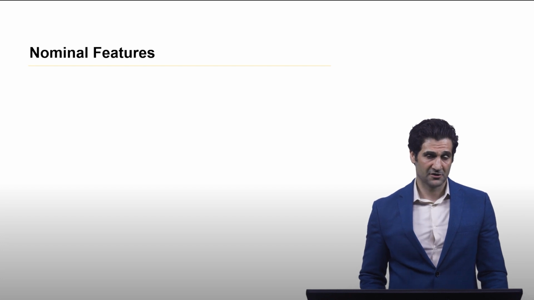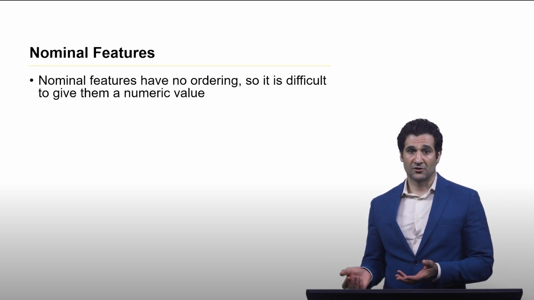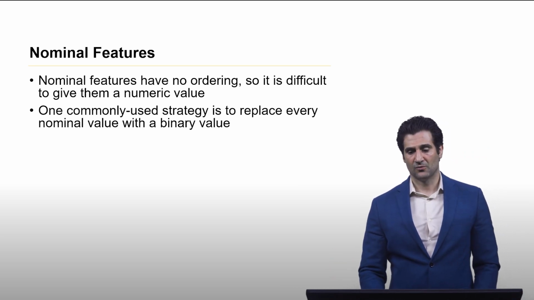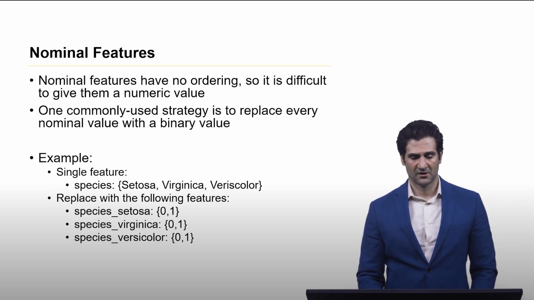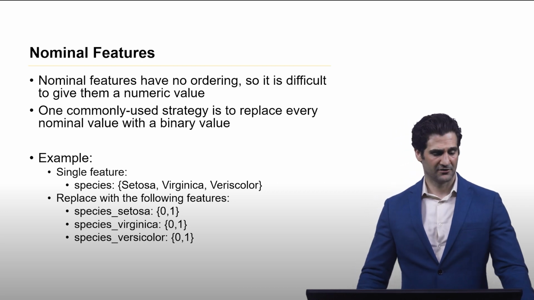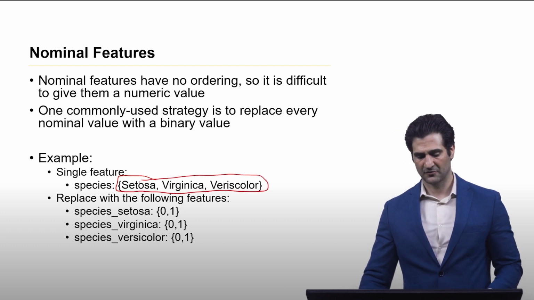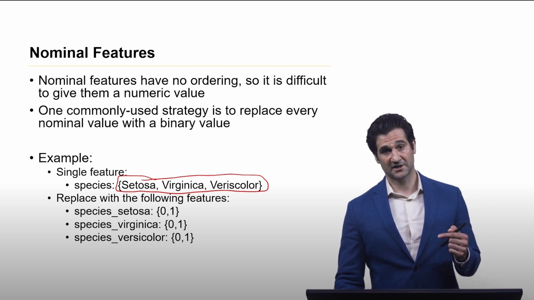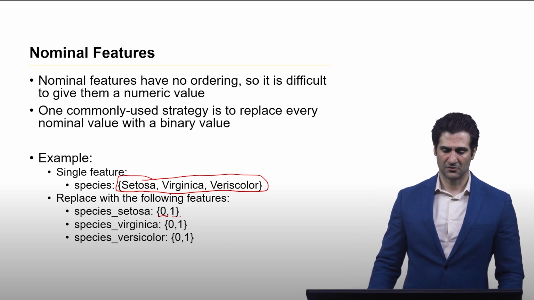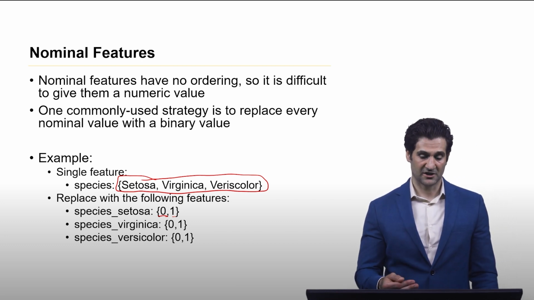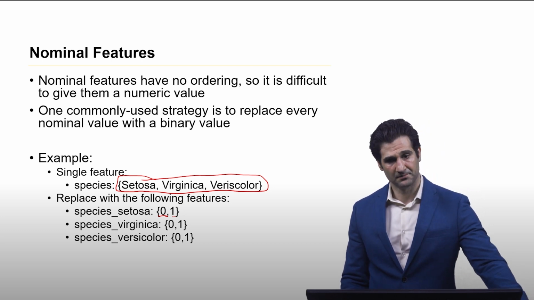Now we're getting into categorical data. With nominal features, there's no ordering, so it's really difficult to give them a numeric value. One way to do this is to replace them with binary values, one for each category. If we have iris flowers of 3 different species, and species is a feature with 1 of 3 values, we can replace that with 3 features where each has either a 0 or a 1. Depending on what species it is, say Setosa, the first feature value would be set at 1, and the other two would be set to 0.